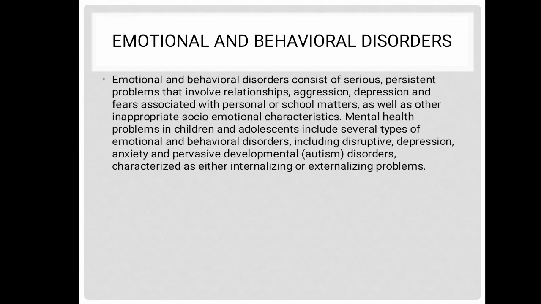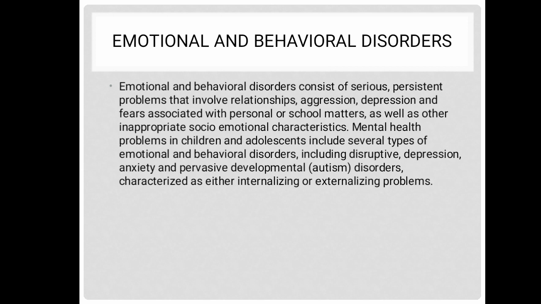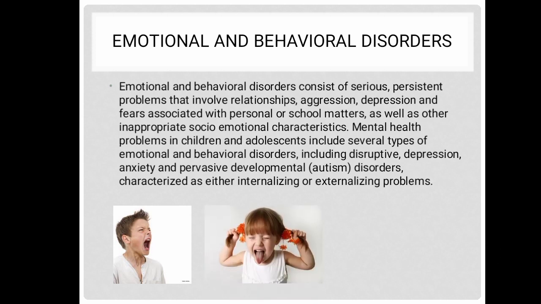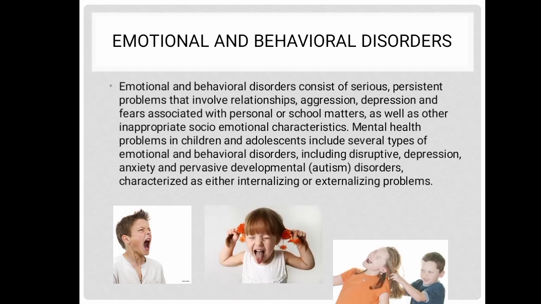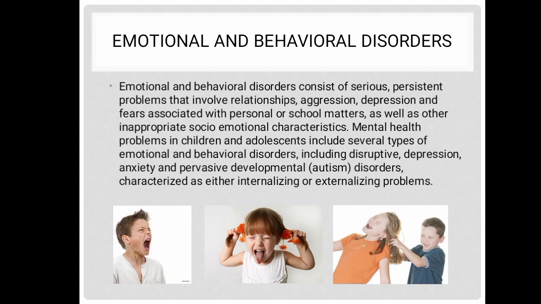Emotional and behavioral disorders consist of serious, persistent problems that involve relationships, aggression, depression, and fears associated with personal or school matters, as well as other inappropriate social emotional characteristics. Mental health problems in children and adolescents include several types of emotional and behavioral disorders, including disruptive, depression, anxiety, and pervasive developmental autism disorders, characterized as either internalizing or externalizing problems.